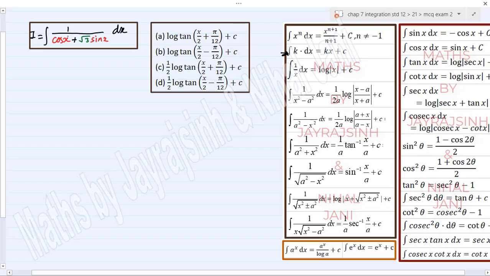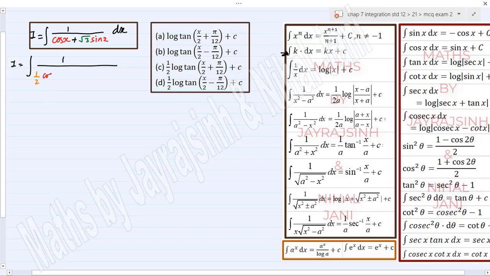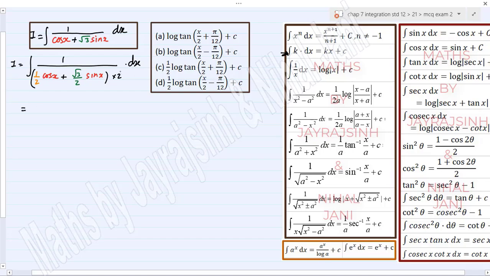Here you have to integrate 1 upon cos x plus root 3 sin x. To simplify our function, let's multiply and divide by 2 in the denominator. So here we'll get 1 by 2 cos x plus root 3 by 2 sin x into 2. Now, you don't have to worry about this 2. Take it outside.